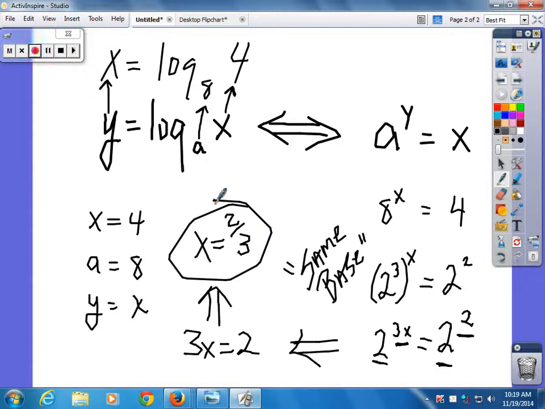So 8 to the 2/3 power. Somebody take your calculator and take 8 and raise it to the 0.67 power, or 0.666666667 power. What do you get? 4.